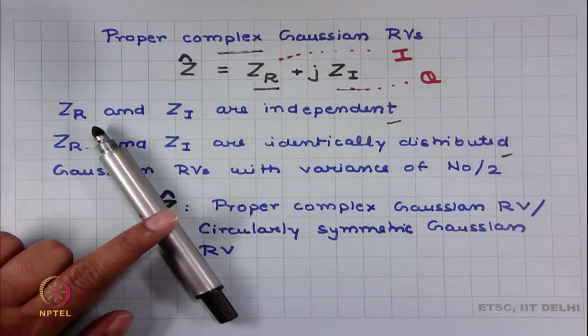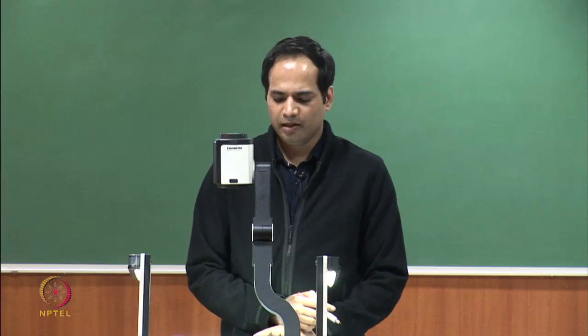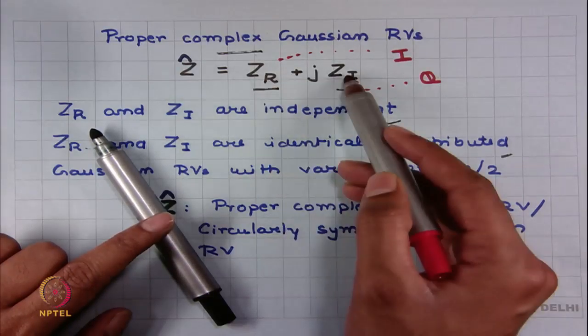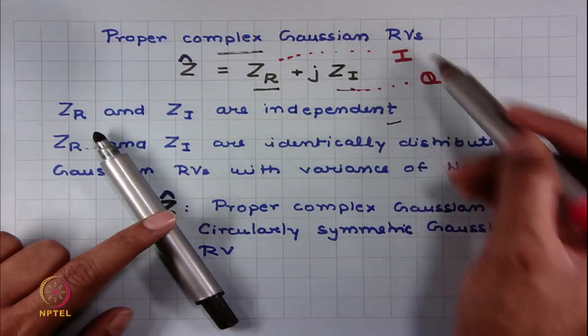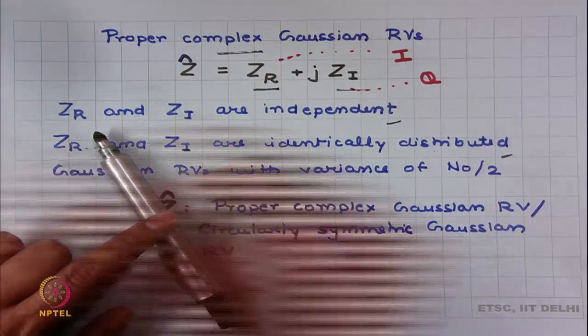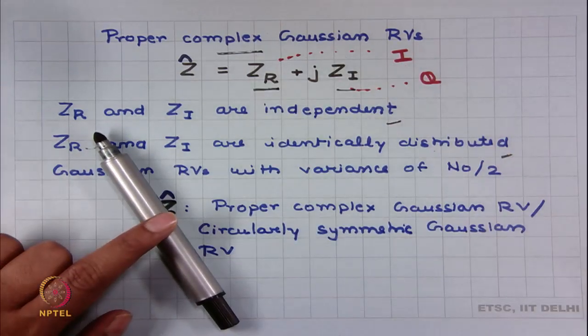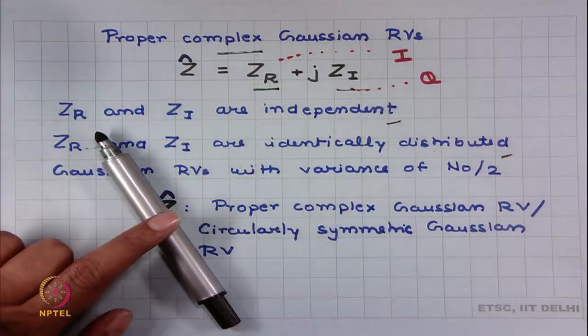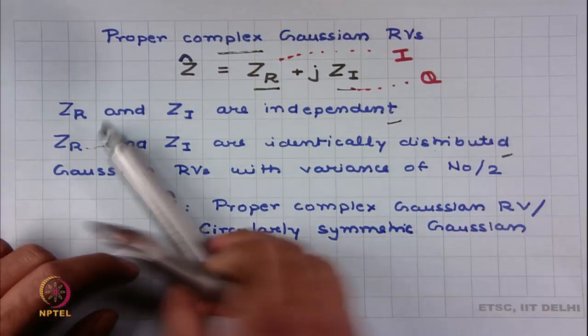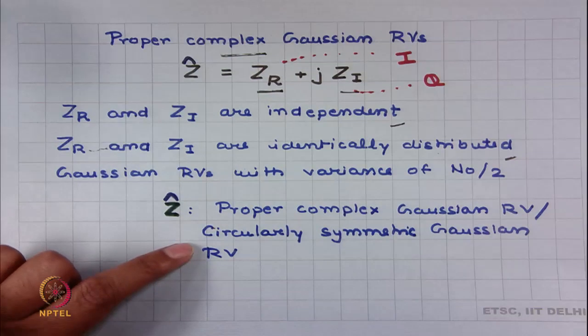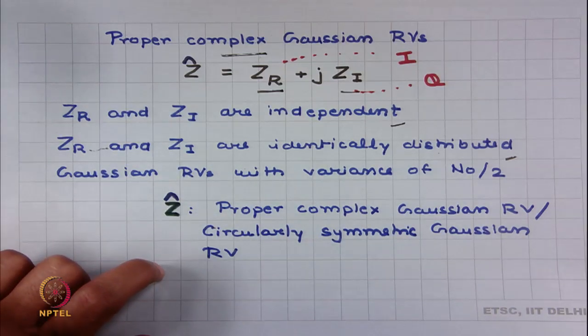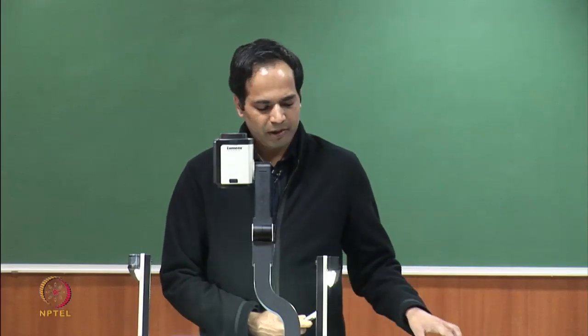Noise, we assume, has the same distribution in the I and Q channels, and that is why these random variables have identical distributions. We also assume the I channel and Q channel are completely independent, so noise in these channels will also be independent, and that is why this complex Gaussian random variable is usually a proper complex Gaussian random variable. Proper complex Gaussian random variables are also known as circularly symmetric Gaussian random variables. Sometimes we call it a circularly symmetric Gaussian random variable, sometimes a proper complex Gaussian random variable.